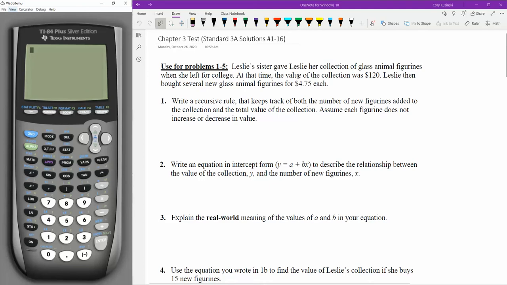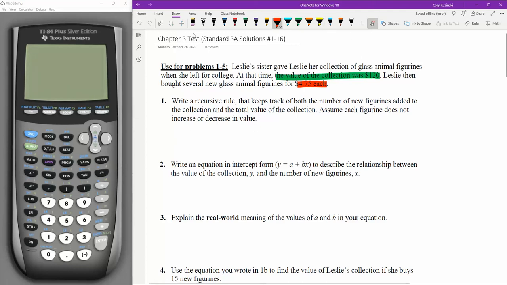At that time, the value of the collection was $120. Then Leslie bought several new glass animals for $475 each. So we've got this value of $120 when she got it, and we've got the increase of $475 for each added figurine. That's going to come into play here. So we're going to start off by writing a recursive rule that keeps track of the new figurines and the value added to the collection.